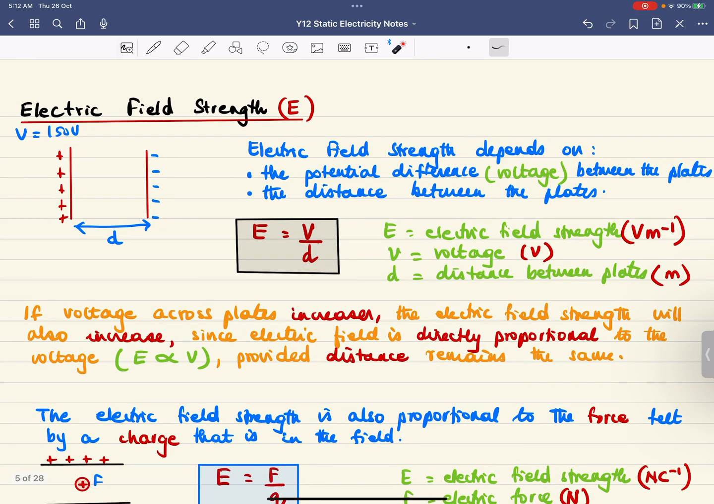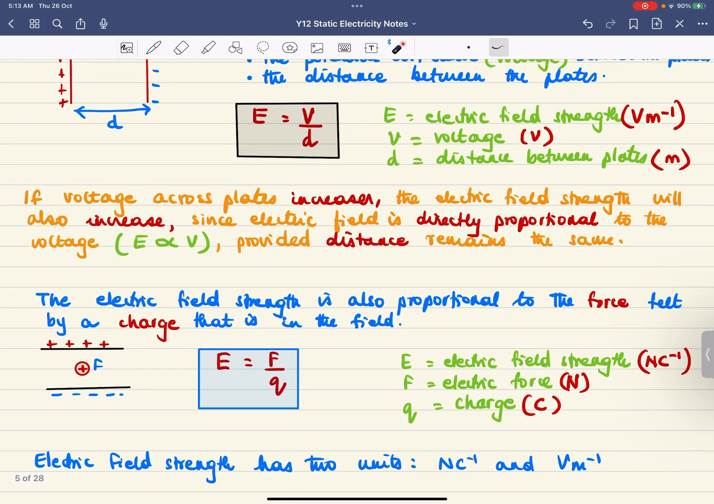Now, if the voltage across the plates increases, then the electric field strength will increase, since the electric field is directly proportional to the voltage, provided the distance remains the same or constant. So whenever you get a question to say what happens to the electric field strength when one of these quantities is changed, you need to say whether it increases or decreases, and you need to say if it's directly or inversely proportional, and you need to also say which of these quantities stay the same for that to happen.